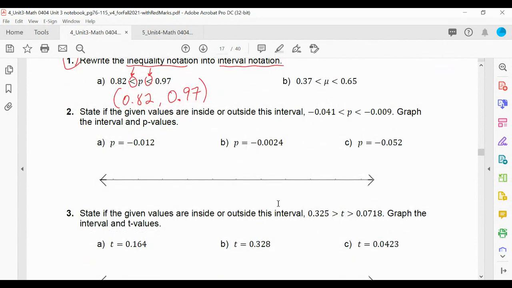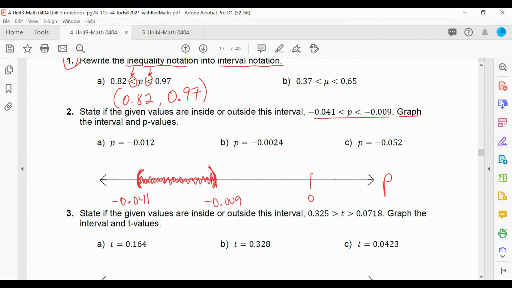Now, you may be asked to graph, like you do in example 2. If they're asking you to graph this particular inequality, this number is smaller than the second number, so 0 could be written somewhere in this interval. There's a bunch of tick marks, but I can start here at negative 0.041, and the other one is at negative 0.009. Now I just know there are open parentheses on those intervals, and the p-value can be anything in between those two parentheses.